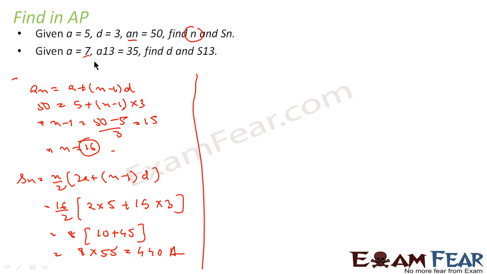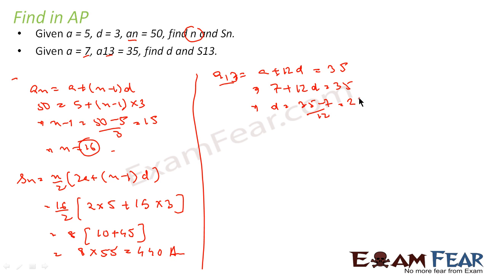Let's take one more example. a is 7, a13 is 35. We have to find d and S13. So a13 is nothing but a plus 12d, correct? And that is 35, given. a is also given: 7 plus 12d is equal to 35. So a13 is given, that is 35, and a is given, that is 7. You have to find d. So d is nothing but (35 minus 7) by 12, that is 28 by 12, and that is nothing but 7 by 3. So I have got the value of d.